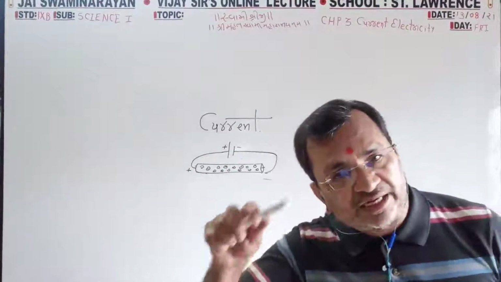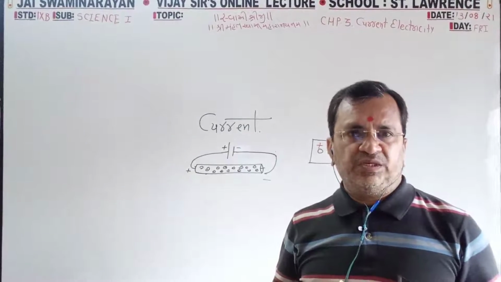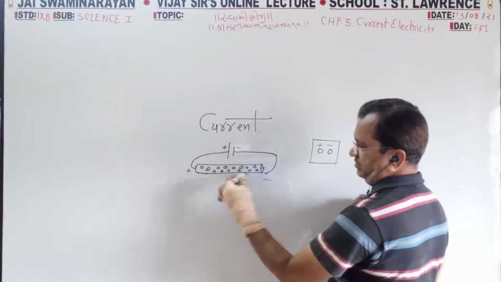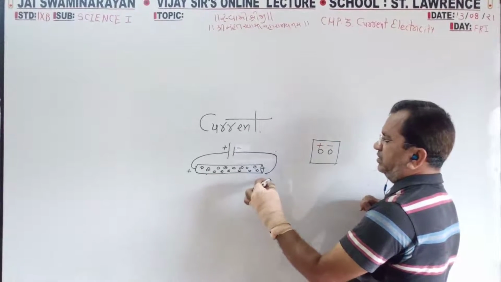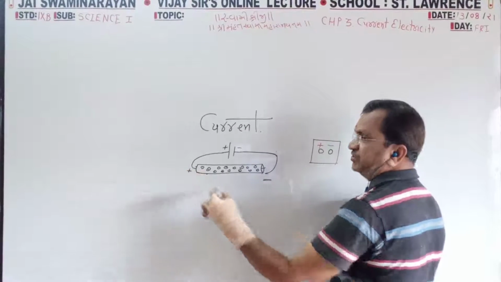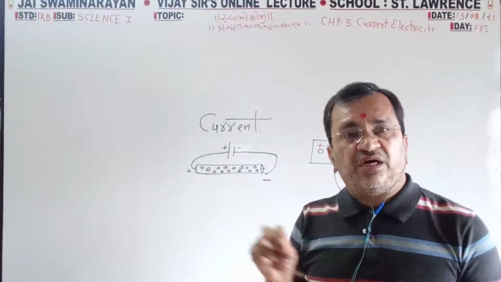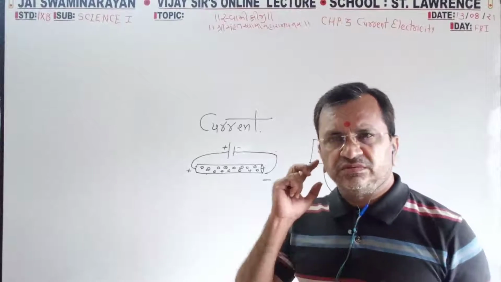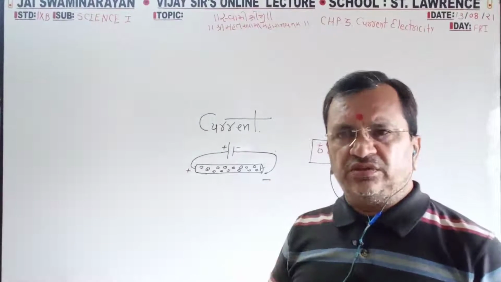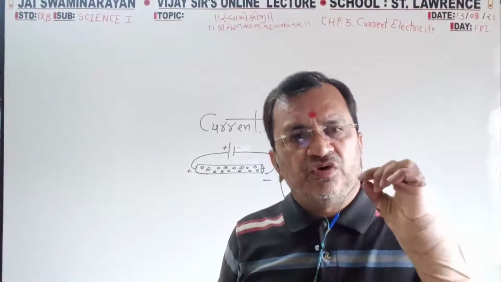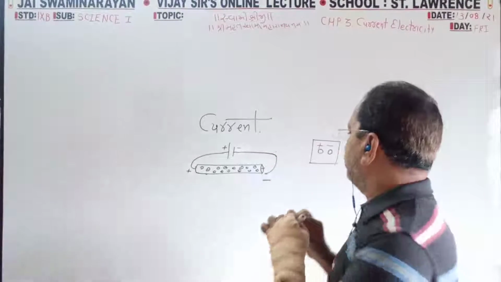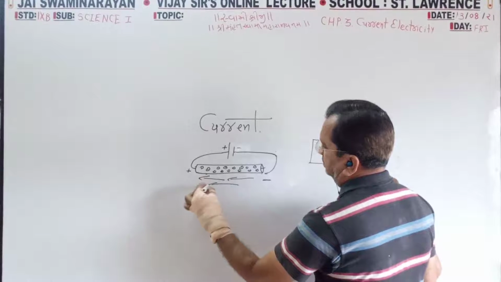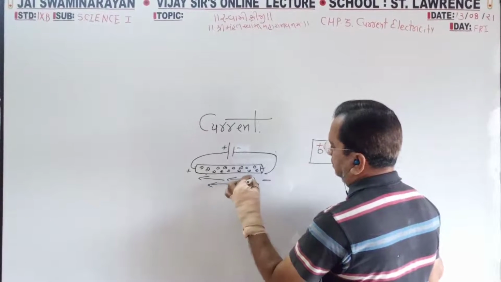There are free electrons. Electrons are negatively charged, all are negative. So this is negative, this is positive. Attraction is always towards the opposite charge. So electrons will move from the negative terminal to the positive terminal. All electrons will move in this way.